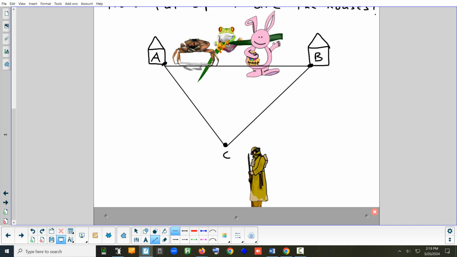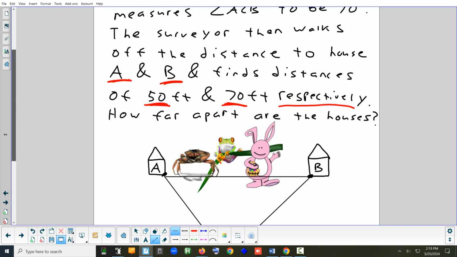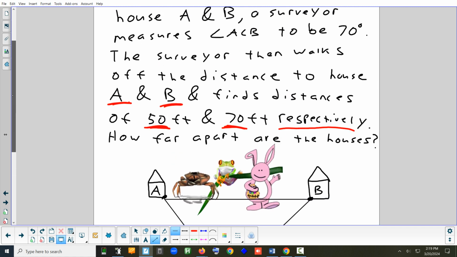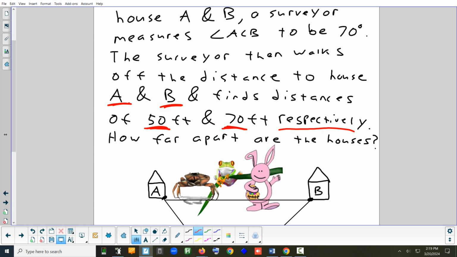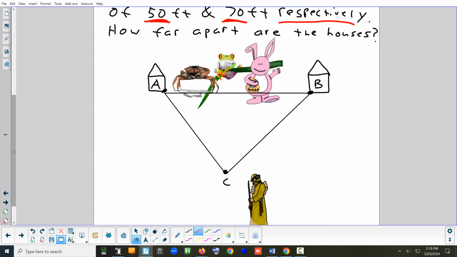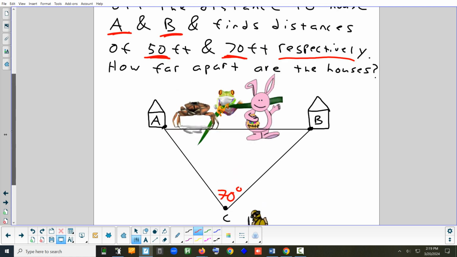Okay, so here's our triangle. What's the angle that they tell us? 70 degrees. And which angle is that? Angle ACB. So that's the angle down here. So we have the angle.